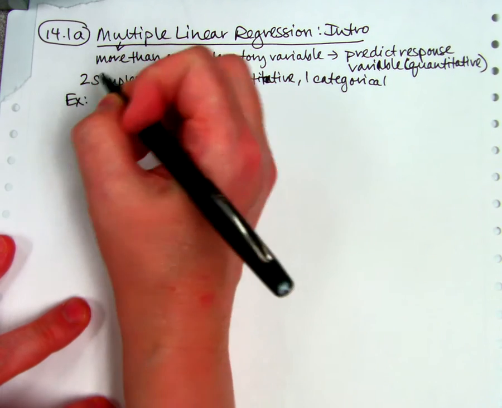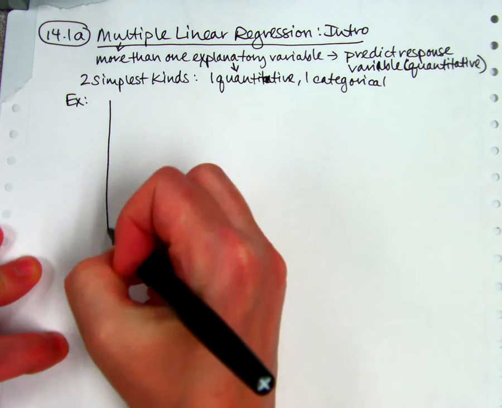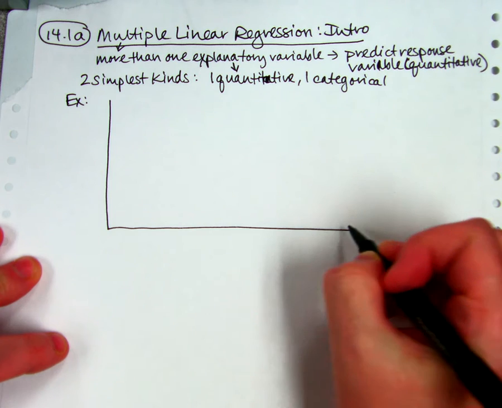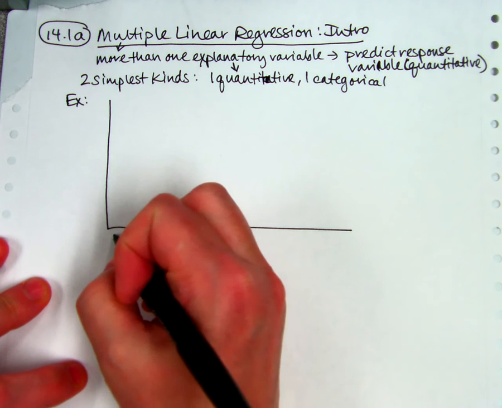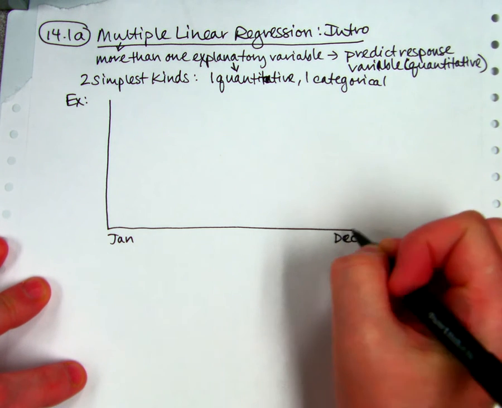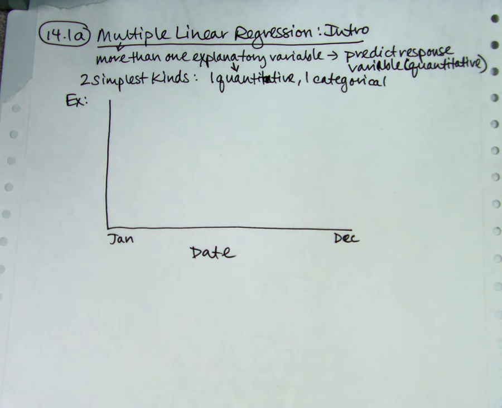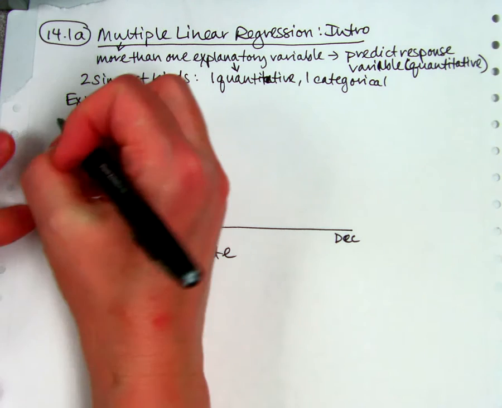Here's an example, and I'm going to tell the story as I draw the graph. So give yourself some space to draw kind of a big graph. This goes from January through December. So the date is here, and I'm not going to fill in all the stuff in between. And we're talking about jurors.